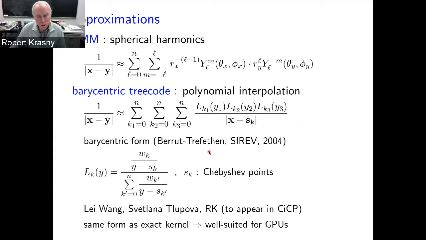Now, the point I want to make is that the form of the approximation is the same as the exact kernel over here. We're replacing a Coulomb potential with a singularity at y by, let's say, several Coulomb potentials with singularities at sk. Turns out that that's very well suited for GPU implementation, and in a way that other approximations are not. And so that's what I want to tell you next.